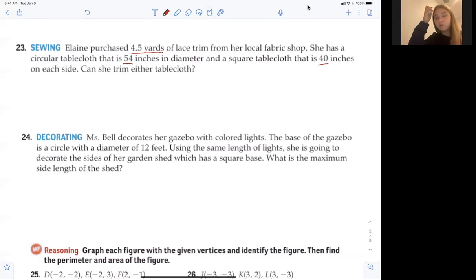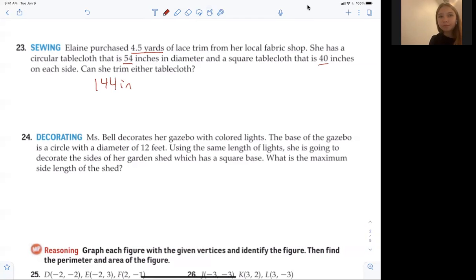So first of all, let's do 36 times 4. Anytime you multiply by 4, to me, doubling is easier. So 36 times 2 is 72. Then 72 times 2 is 144, correct? So 144 inches is 4 yards, but we also have a half a yard.